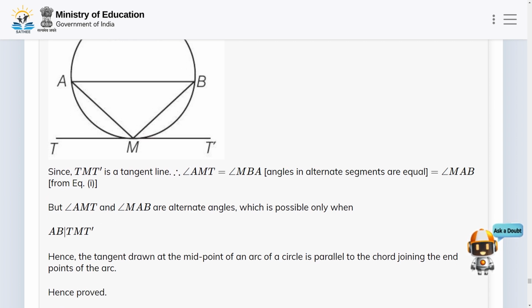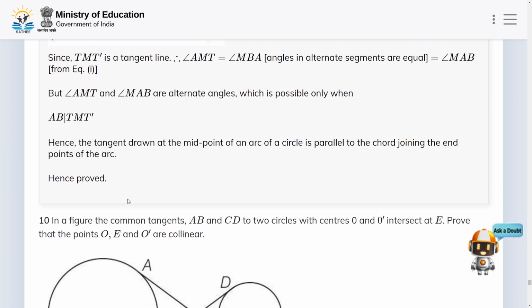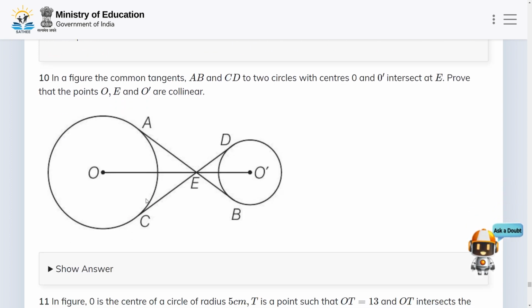But angle AMT and angle MBA are alternate angles, which is possible only when AB is parallel to TMT'. Hence, the tangent drawn at the midpoint of an arc of a circle is parallel to the chord joining the end points of the arc. Hence proved. Okay, let us solve question number 10.